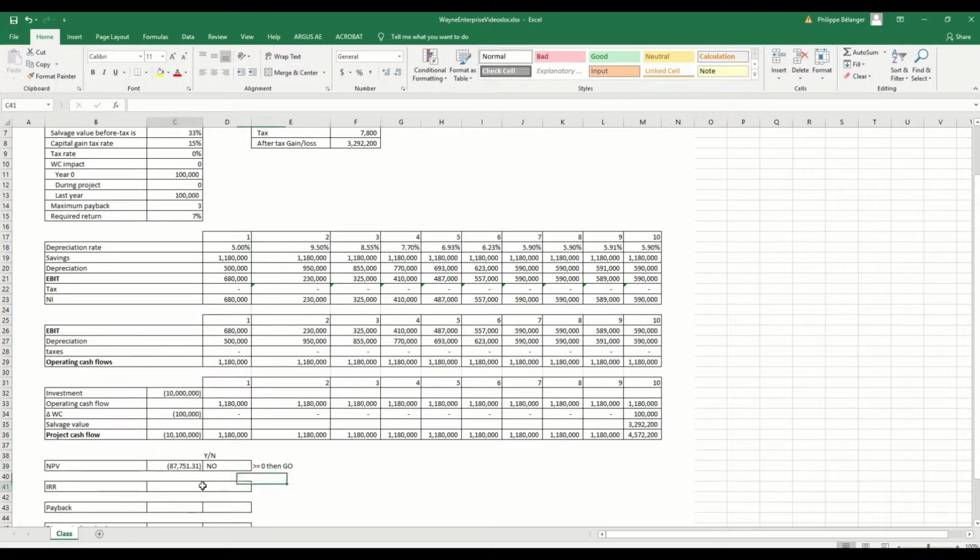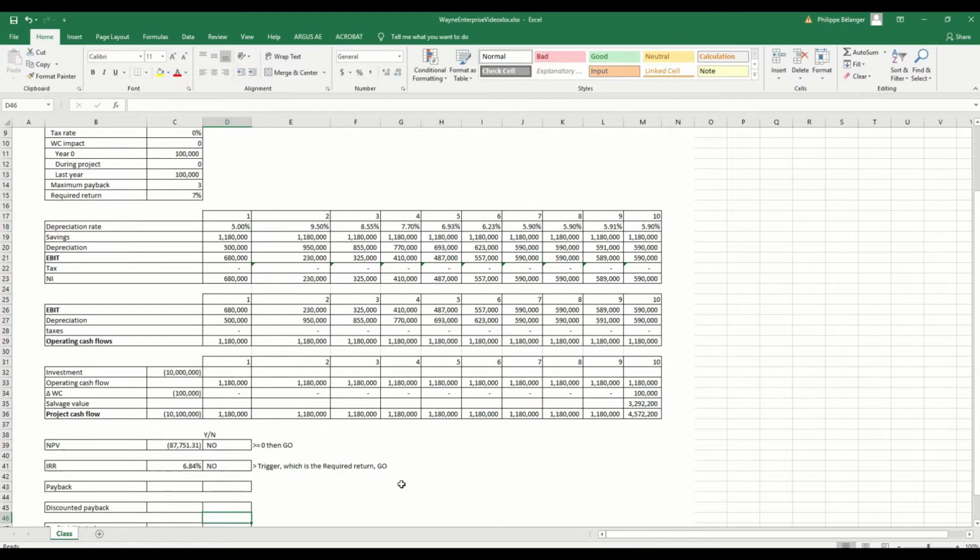So now let's compute the internal rate of return. We'll use Excel, and this time the first cash flow is at time 0. 6.84%. Remember, if it's greater than the trigger, which is the required return, go. It's not greater than 7%, so no.